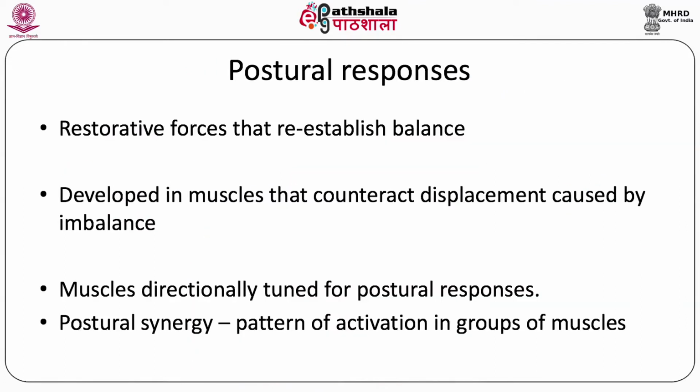Now, in addition to the common postural reflexes, there are a group of responses which are more complex in nature, which involve the integration across multiple neural centers, and these are called postural responses. So any postural response is basically a restorative force which seeks to generate balance.